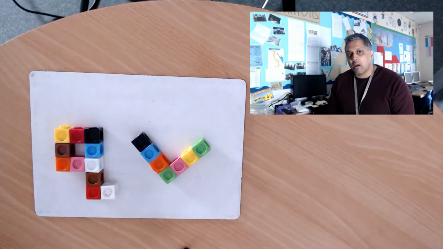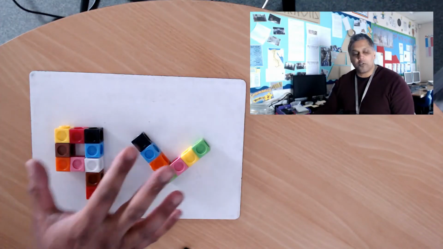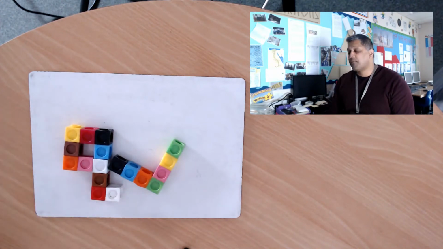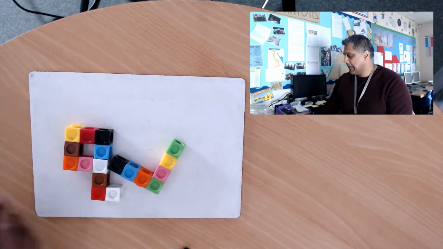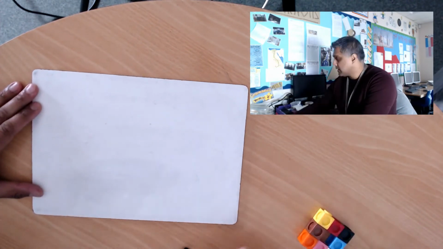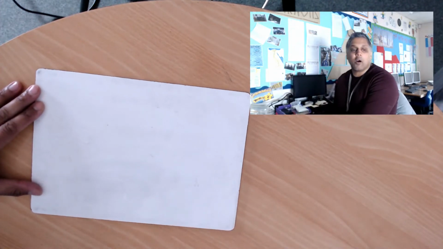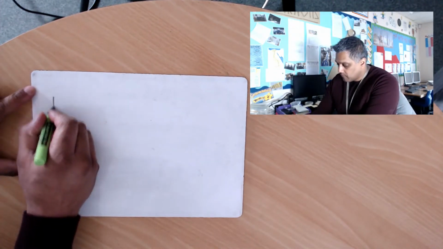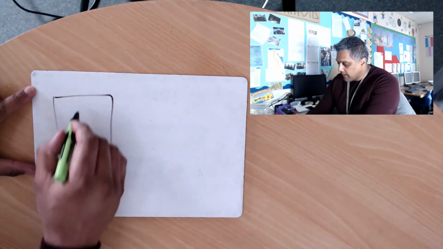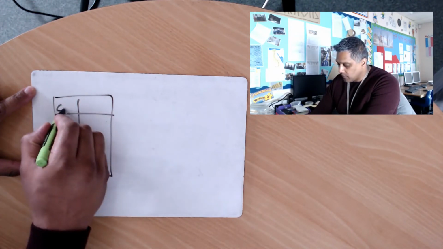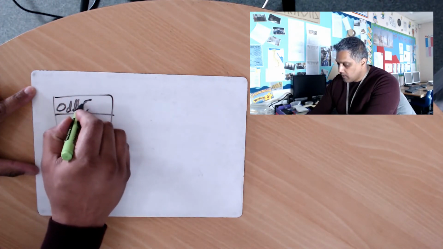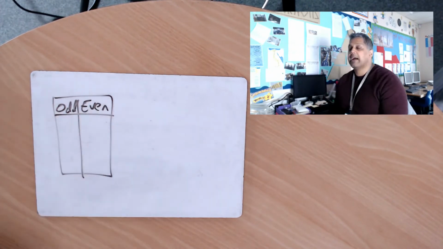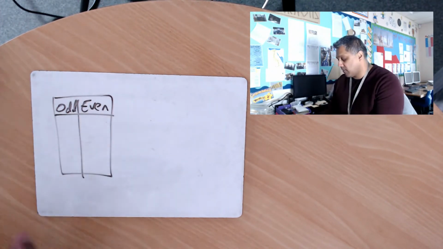Okay, so last time we looked at odd and even numbers. We used objects to prove that numbers were odd or even. We're going to go away from those for now. Hopefully, you might have represented your odd and even numbers in different ways. So I'm just going to quickly do this table here. So odd numbers here. Here's my even numbers there. And I know them because I've been doing maths for a long time.